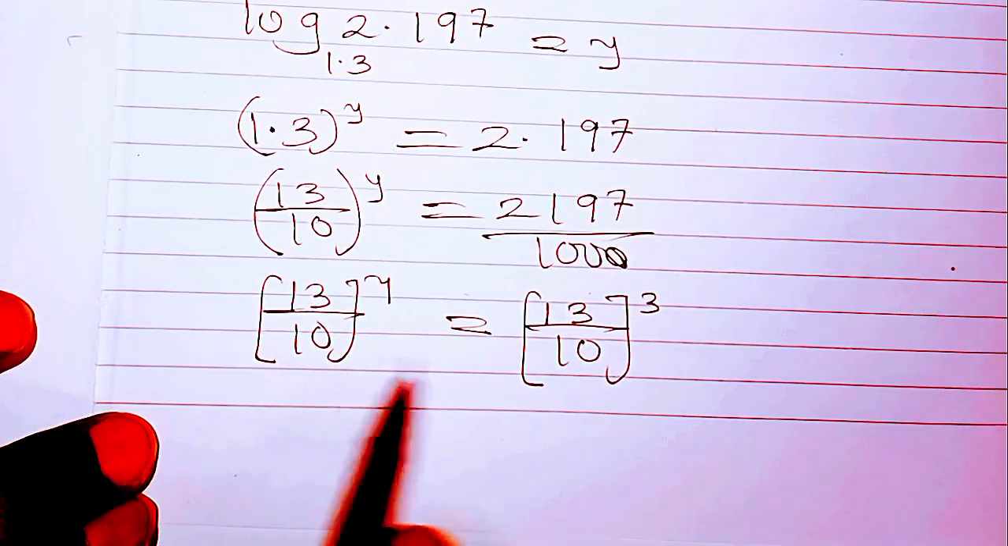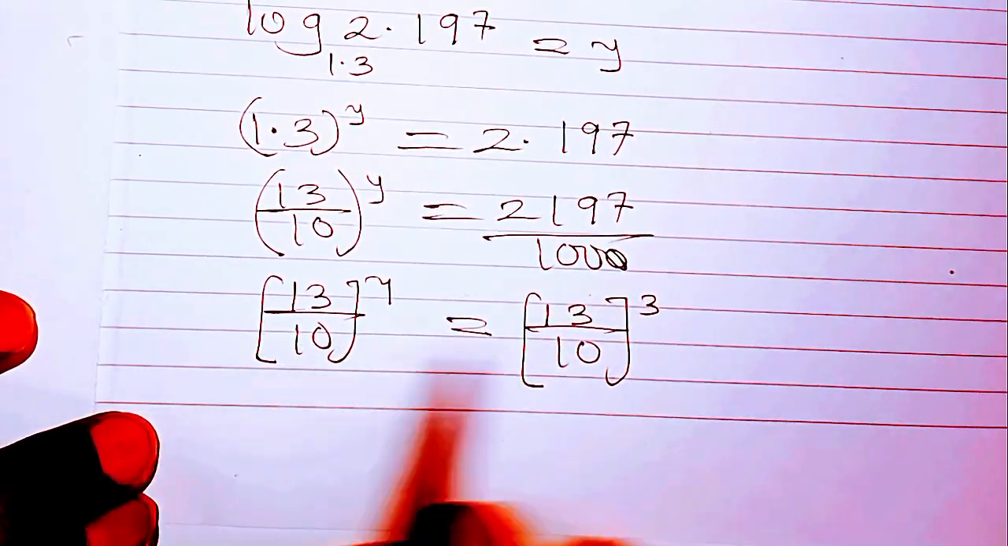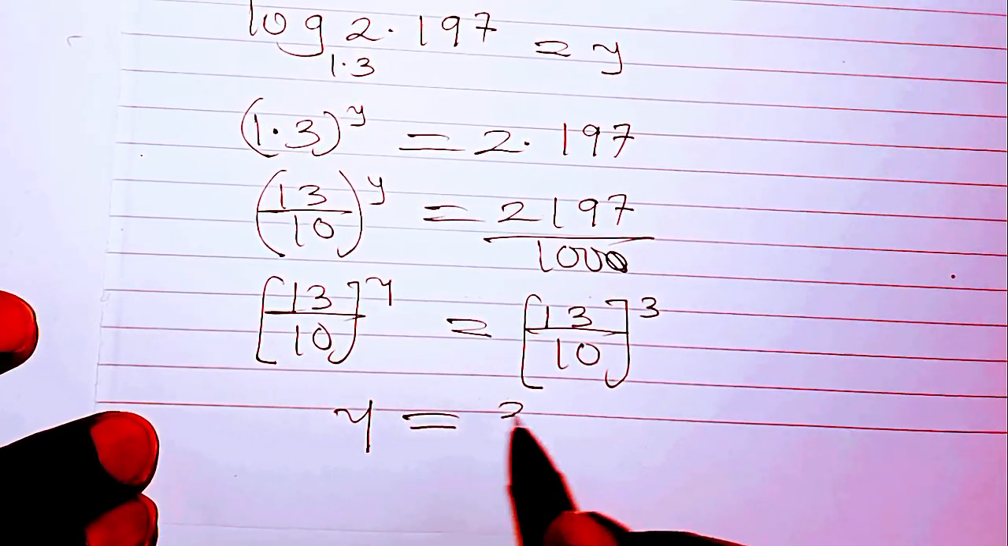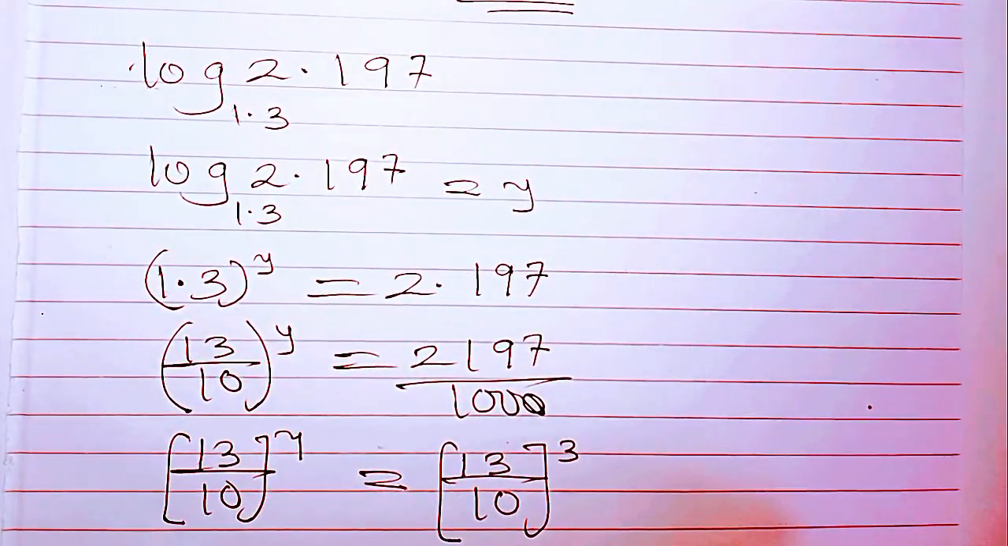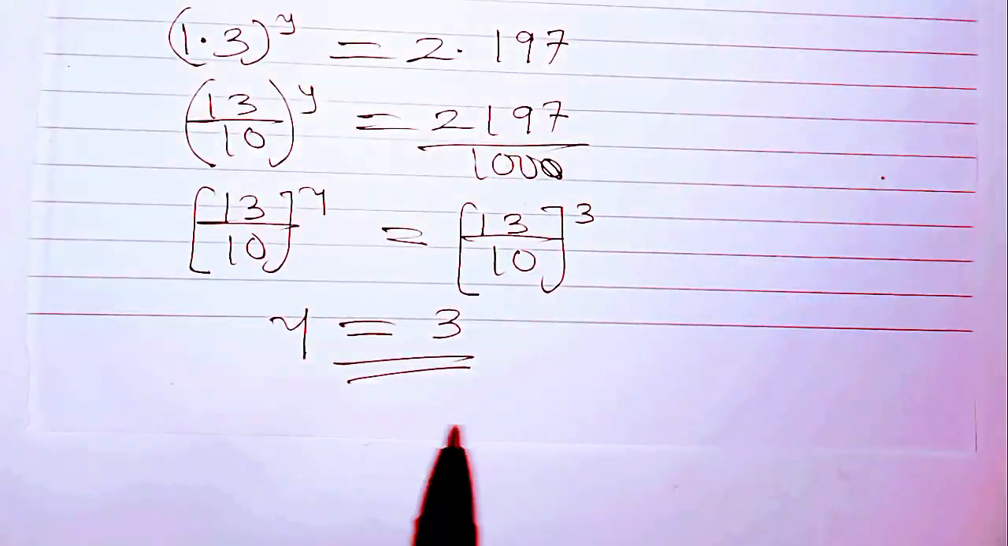In as much as the bases are equal, the powers can be equated. So equating the indices, y is going to be 3. So when you are to evaluate log 2.197 base 1.3, the answer is going to give you 3. Let's take a look at another example.